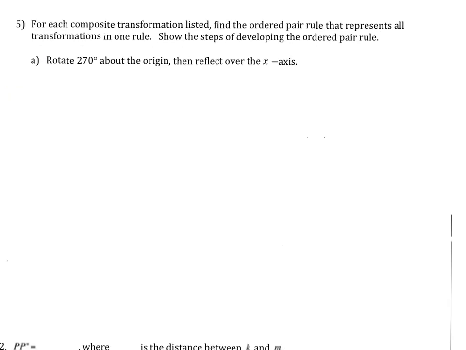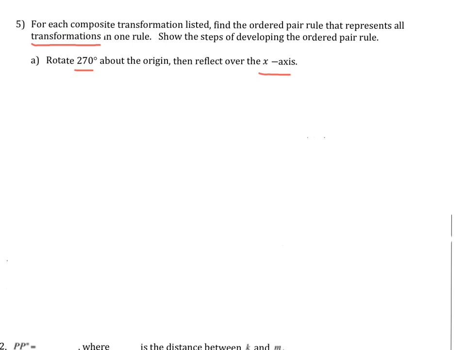So for number 5 now, I want to come up with a single rule that will perform both, or all 3, or all 4, however many transformations, in one step. For number 5, they want me to rotate 270 degrees about the origin and reflect over the x-axis.